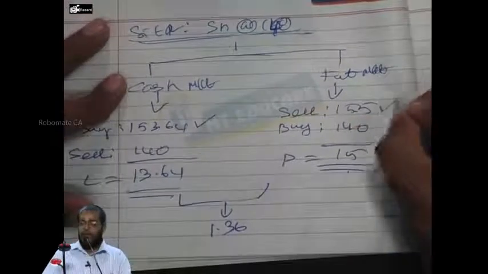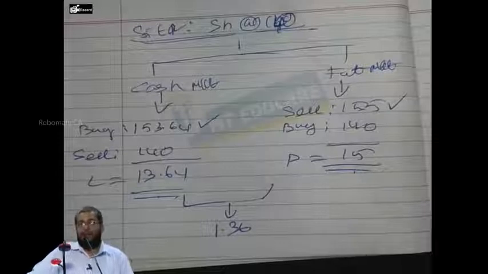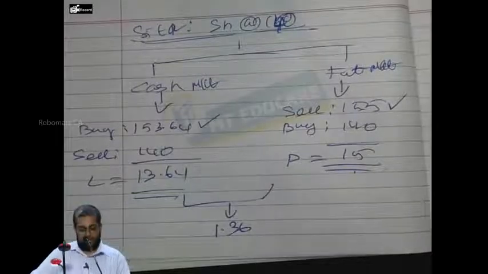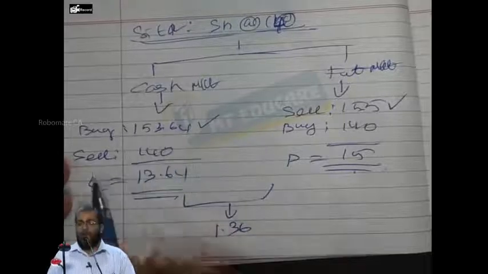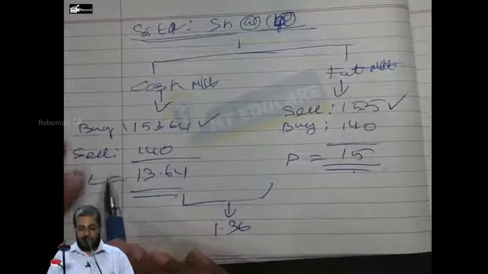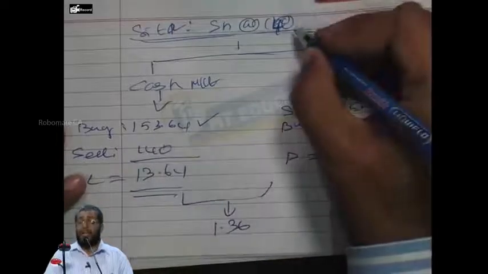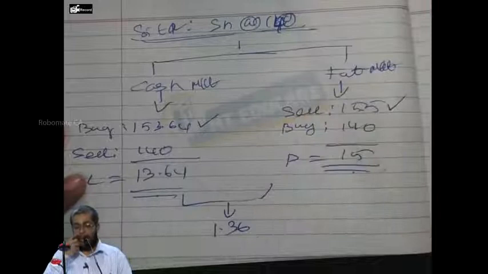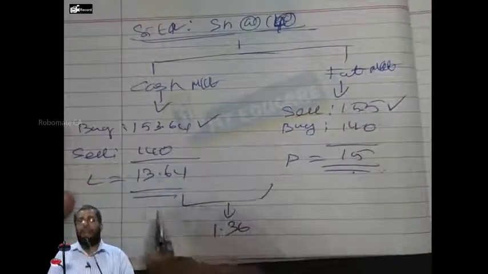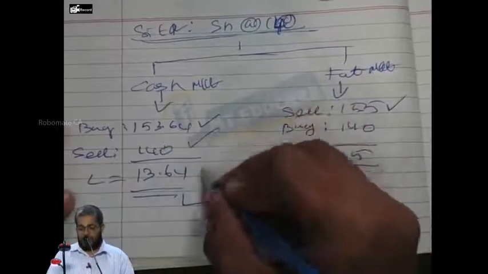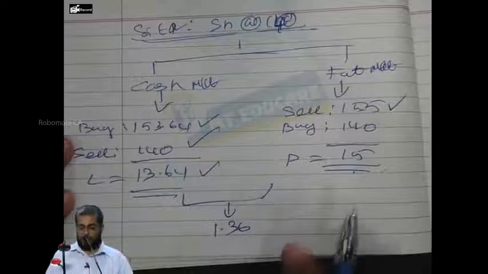I have a future sell at what? 155. In the futures market I took a sell position at 155. Now, since I am holding the share, I am going to sell in the cash market. When I sell, I sell at the open market price of 140. I sell at a price of 140. Do I have a profit or loss? A loss. What is the loss? 13.64.